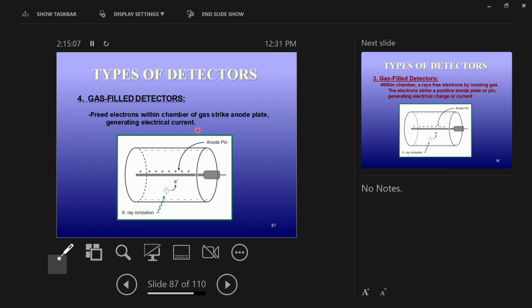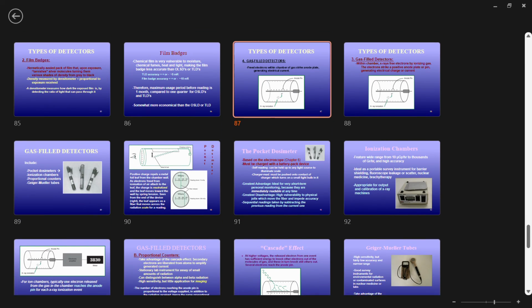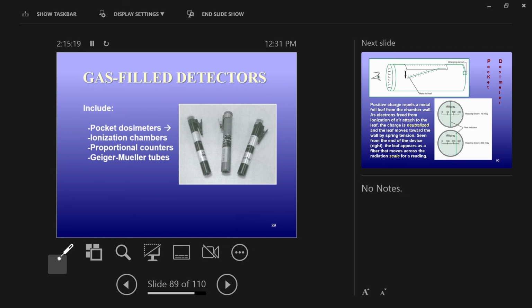Okay, this is the principle behind them. There's a chamber filled with gas. Electrons are freed, and they strike a pin, generating current. Now, the pocket dosimeters are used by physicists and other radiation workers that work around higher sources, usually particulate radiation, and they need to measure their dose daily. So pocket dosimeters, ionization chambers, and Geiger tubes function on what's called gas-filled detector principles.